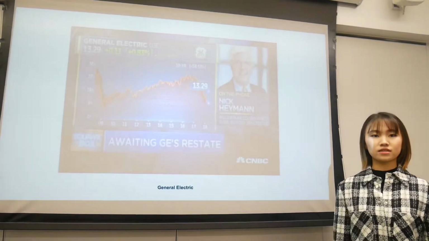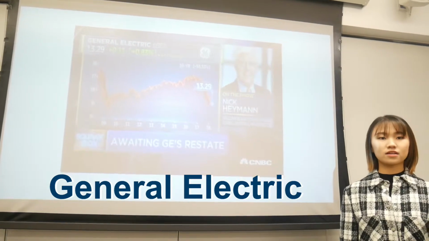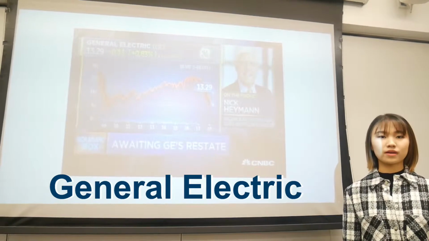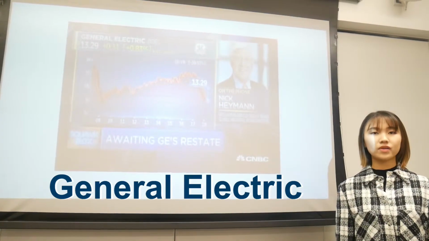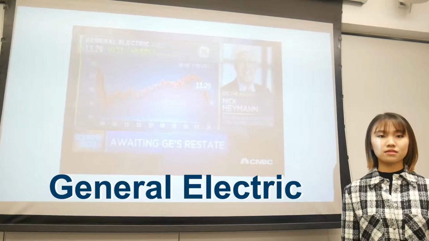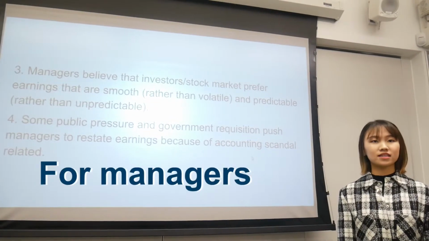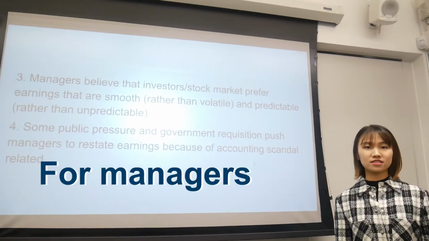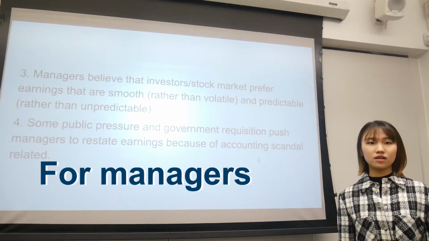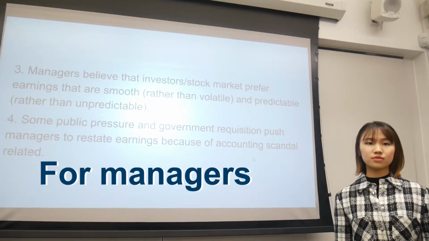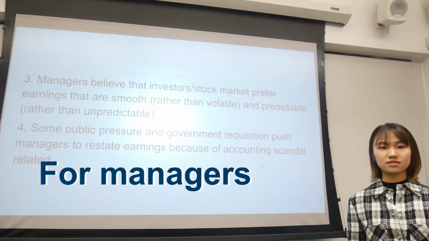For example, General Electric reduced its 2016 and 2017 earnings and revenue after accounting restatement because new revenue recognition rules were issued by the Financial Accounting Standards Board in 2014. For GE, this especially applies to its long-term service contracts, so it needed to restate its earnings. Its managers believe that investors and the stock market prefer earnings that are smooth, rather than volatile, and predictable, rather than unpredictable. Lastly, if there are accounting scandals, public pressure and government requisition can push managers to restate earnings.